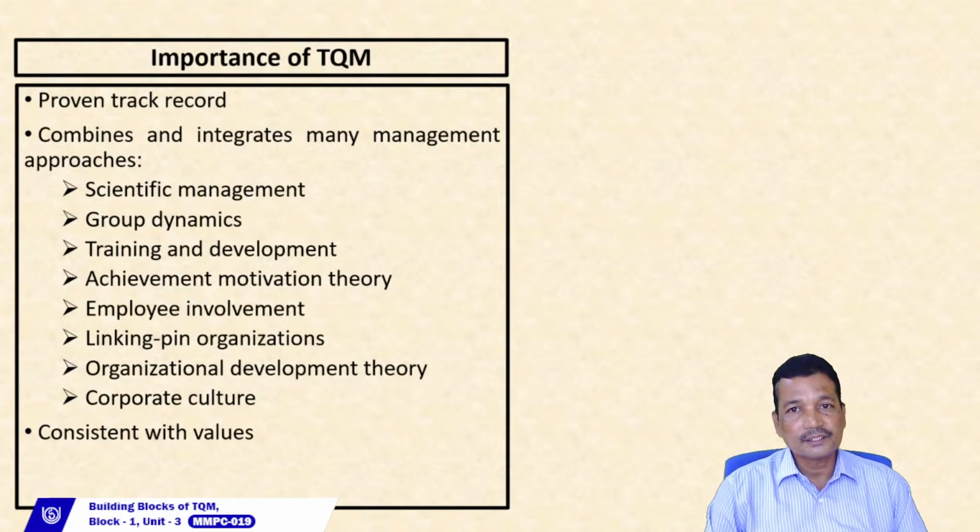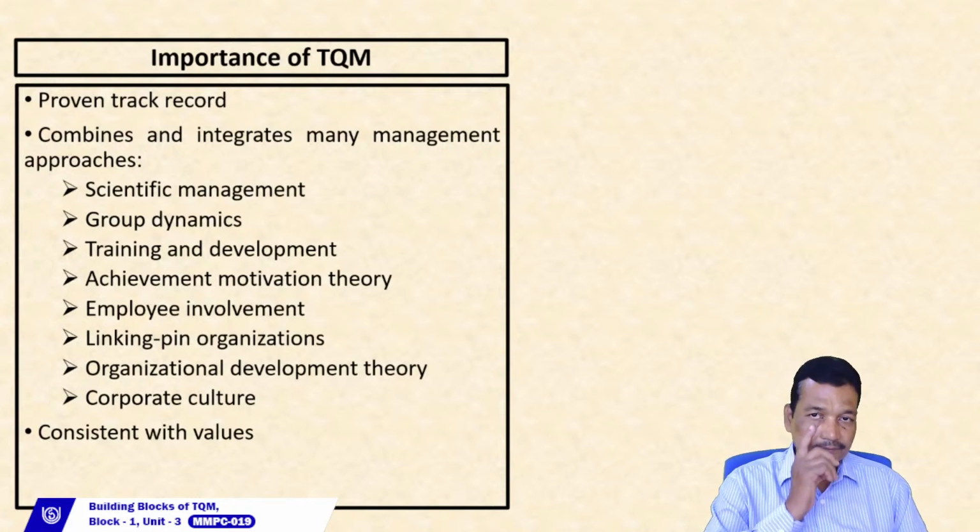Achievement motivation theory. It is one of the management approaches where it says that if a particular worker achieves a certain benchmark or standard, the target that has been set for them, then they feel elated in the sense that yes, I have achieved something, and that motivates them to achieve further and further. That means going higher and higher.